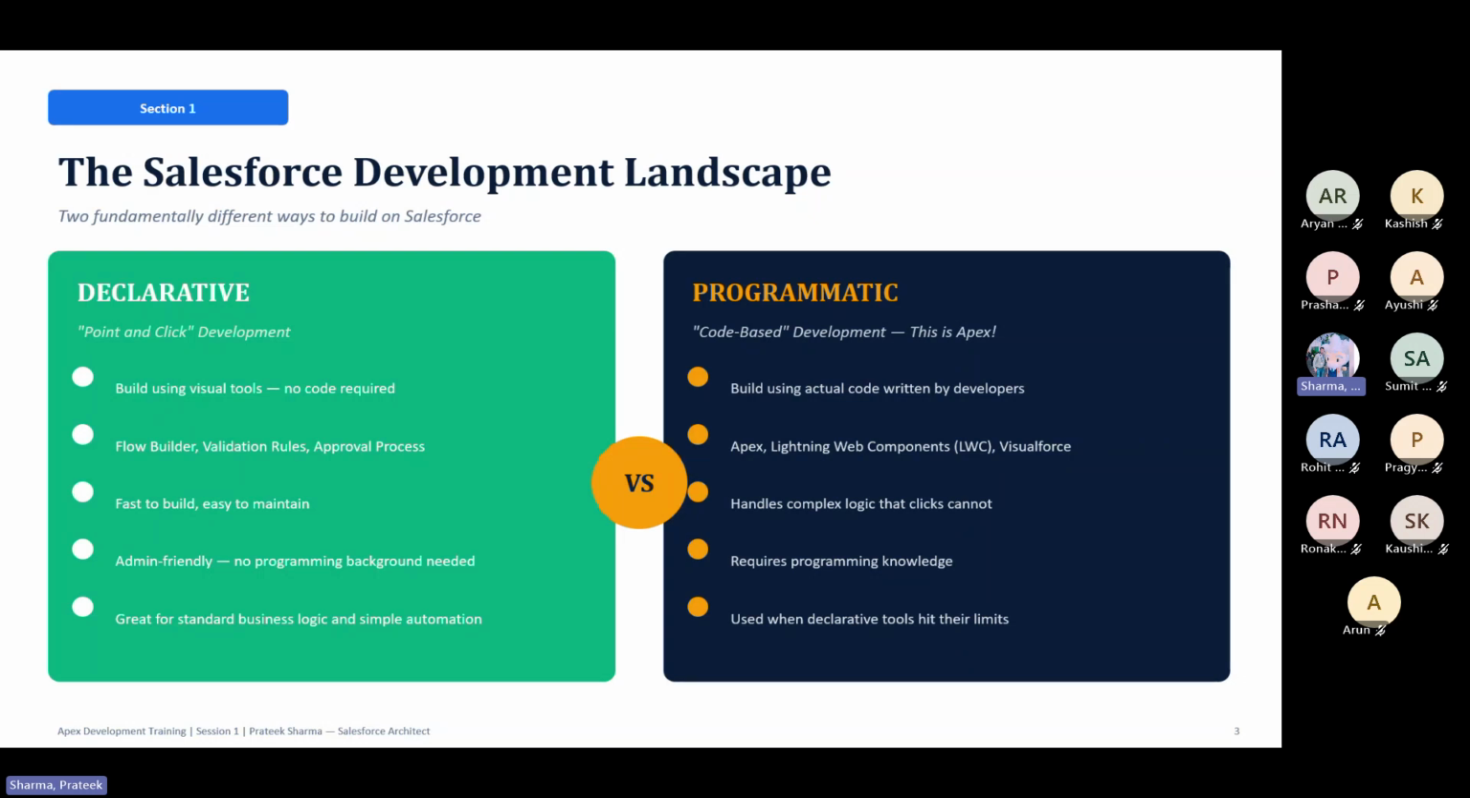So Apex handles complex logic that click tools cannot. There are some limitations in point-and-click development, like flow, validation rule, approval process. There are some limitations, but in Apex there is no limitation. You can create whatever you want. Any complex logic you can build using Apex.